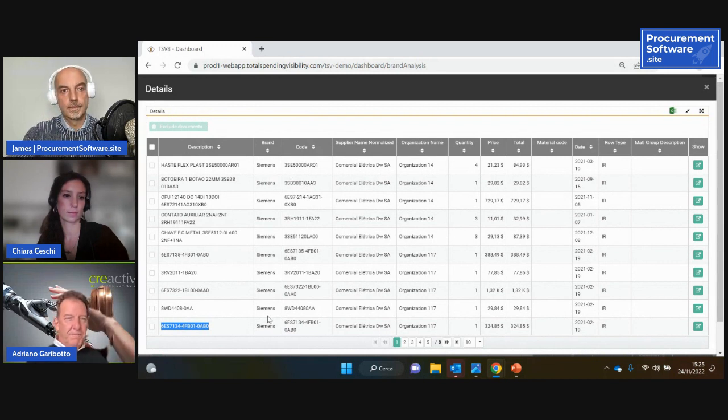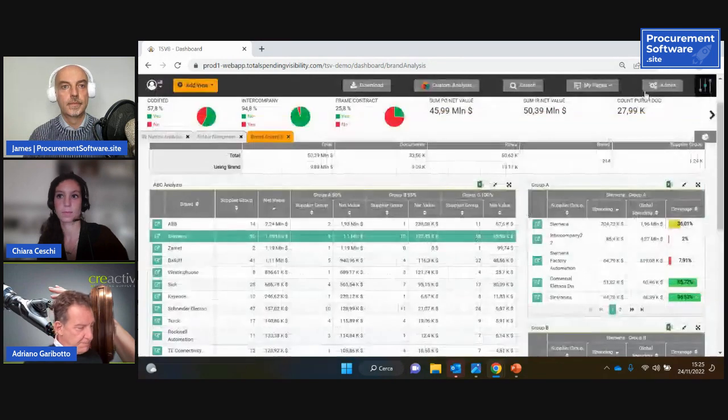Is that right? Yes, correct. So there was no way before to know these lines were Siemens, and now the columns of brand, code and normalized supplier name are absolutely given by Creactives. And so you can do a lot of things with that, yes? For example, you can make comparisons of prices, yes?